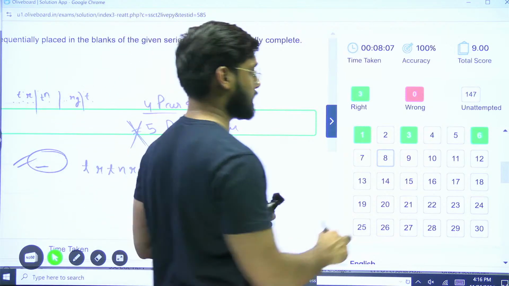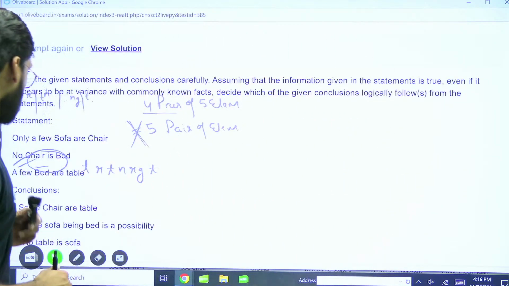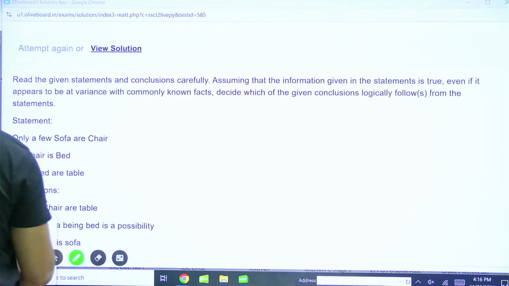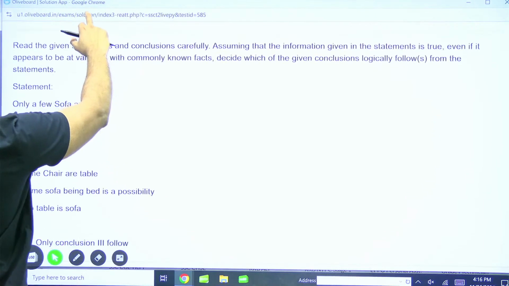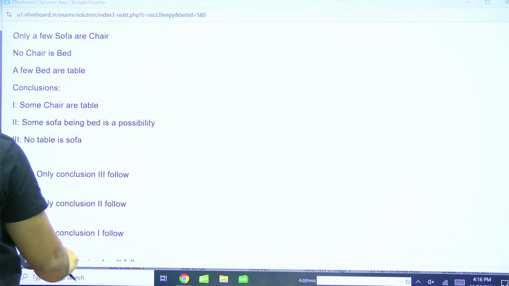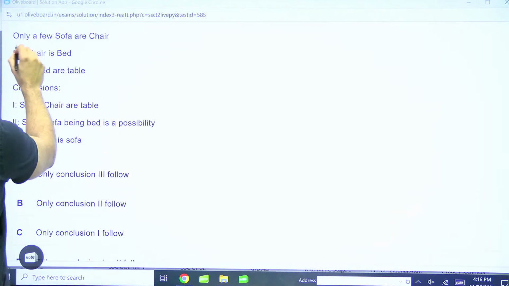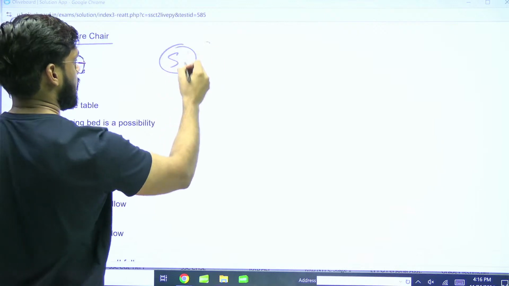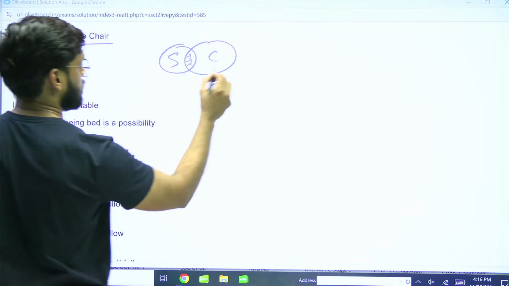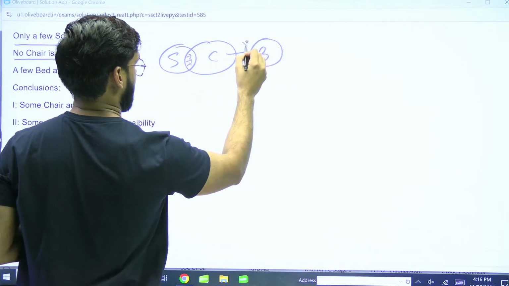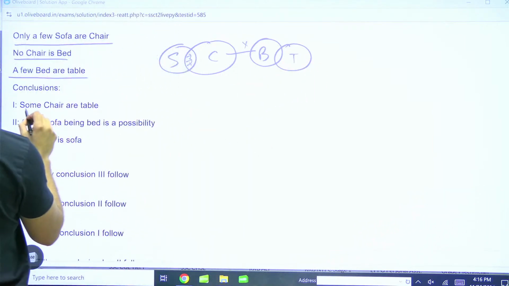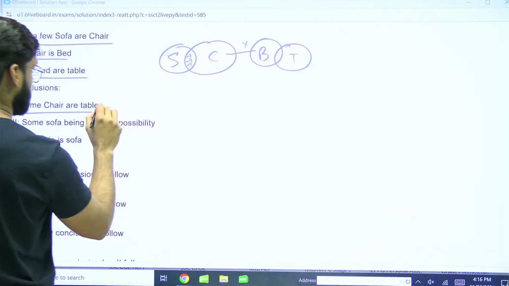Let's move on to the next question, ninth. Ninth question on our screen, from syllogism. Only a few sofa are chair. No chair is bed. A few bed are table. Conclusions: Some chair are table. Some chair are not table. This is wrong.